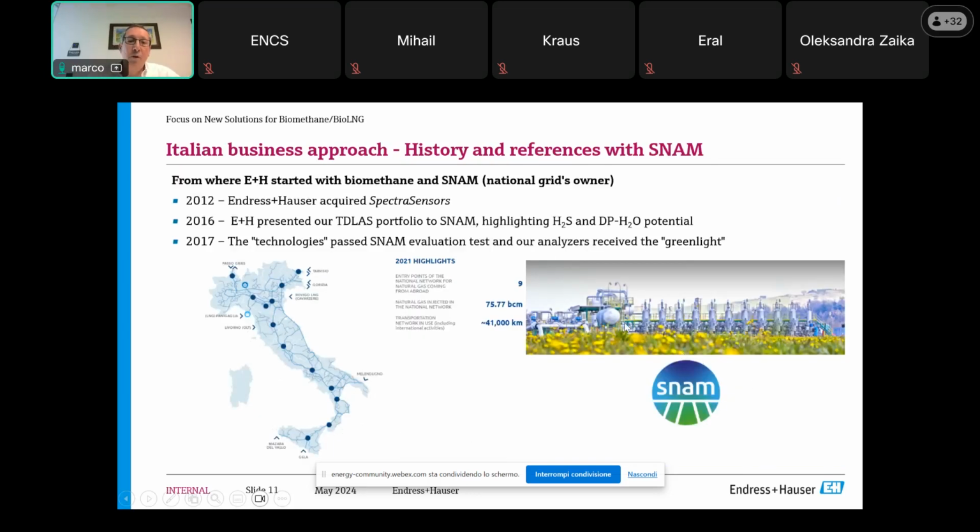In Italy, as I said before, we approach the natural gas and biomethane plant through SNAM, which is the owner of the distribution grid. There are several inlet points, entry points, from the east, from North Africa, from the north, from the Netherlands, and some regasification points, which are going to be increased after the beginning of the war between Ukraine and Russia.